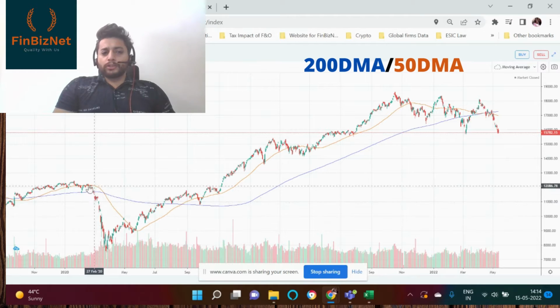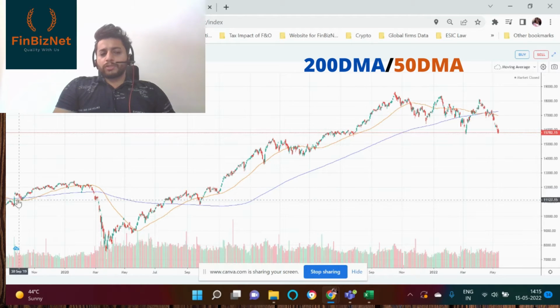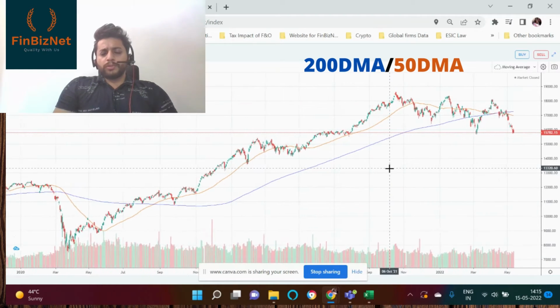We can just ensure that if the Nifty price is going below the 50 DMA, but it's staying above the 200 DMA, then the trend is going to reverse. It means the bullish trend which was already there in the market is going to be reversed here, right? Which we all know what happened at the time of COVID. Now coming to the current scenario, I'll just zoom in on this chart.